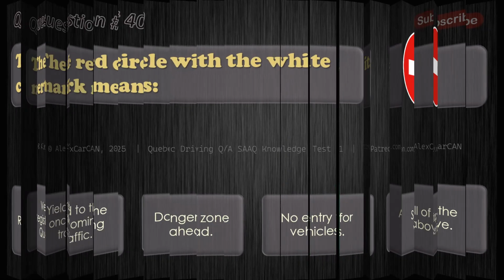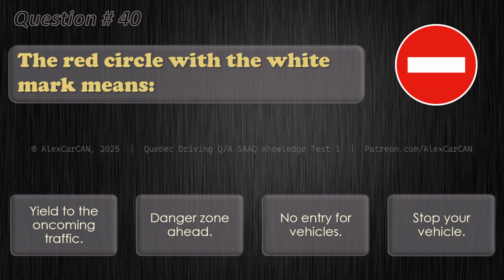Question number 40. The red circle with the white mark means yield to the oncoming traffic, danger zone ahead, no entry for vehicles, stop your vehicle. The correct answer is no entry for vehicles.